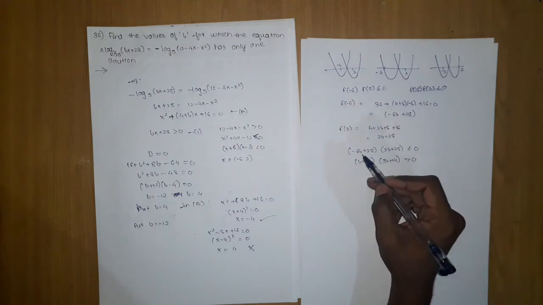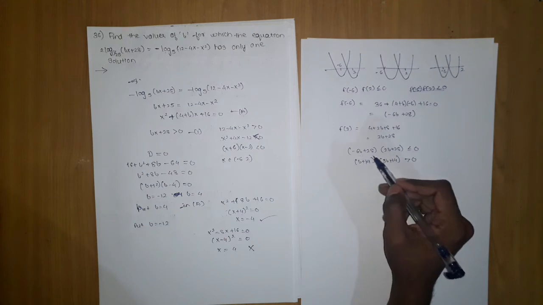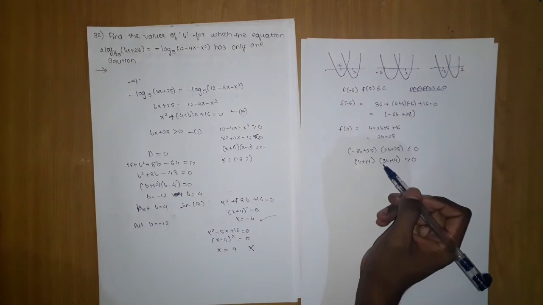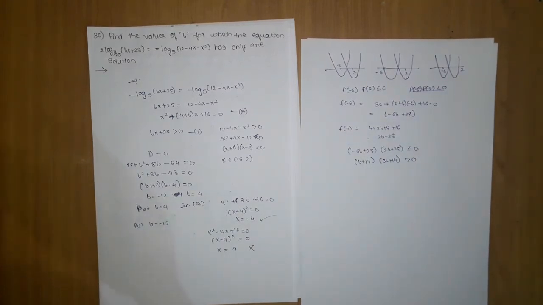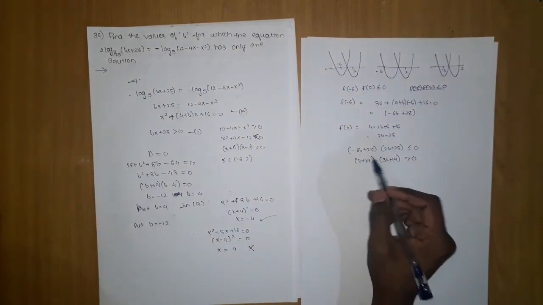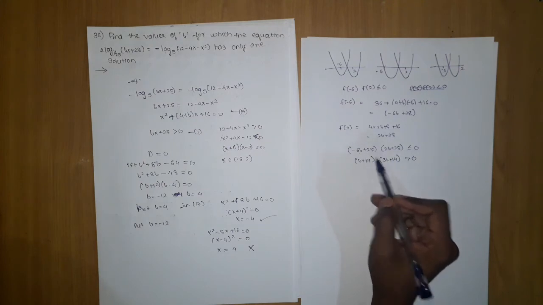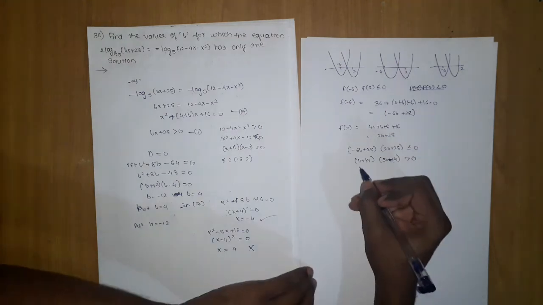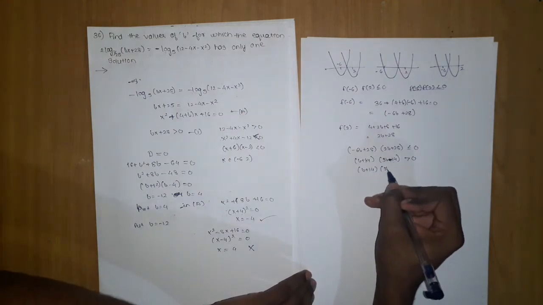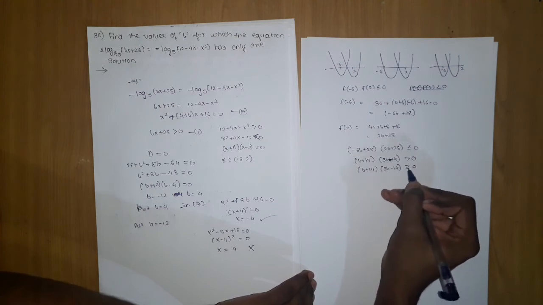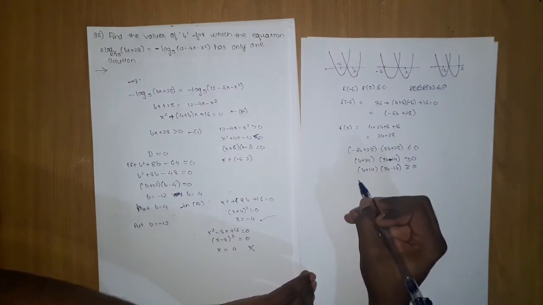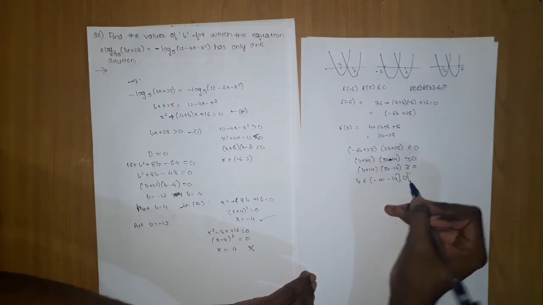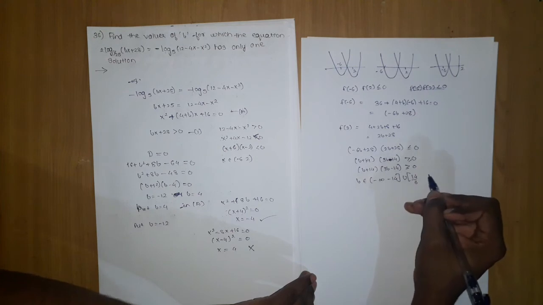Taking 2 common from each factor and multiplying by minus, we get 3b minus 14 and b plus 14, and the product should be greater than or equal to 0. When we do this, b belongs to minus infinity to minus 14 included, union 14 by 3 to infinity.